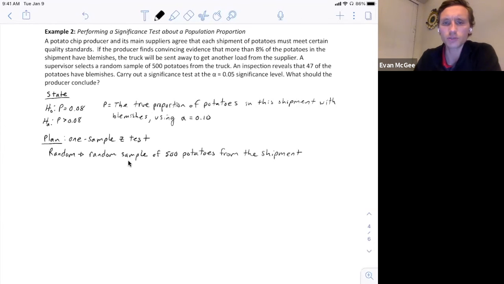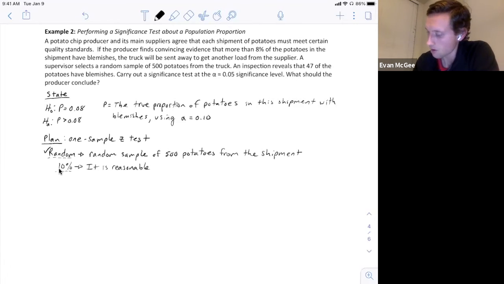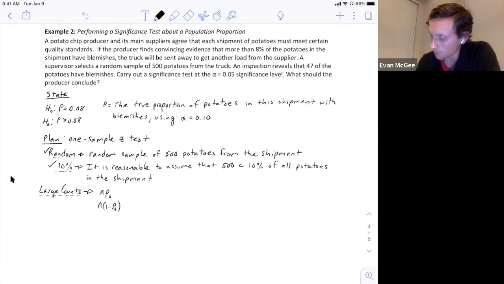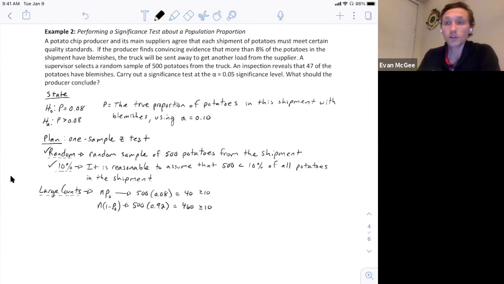They told us it was a random sample of the 500 potatoes from the shipment, so the random condition is met. It's reasonable to assume that 500 is less than 10% of all the potatoes in the shipment, so the 10% condition is met, which means we can trust the standard deviation of the sampling distribution. You could also say it's reasonable to assume there are more than 5,000 potatoes in the truck shipment. The large counts condition is met because the expected successes and failures are both greater than 10.